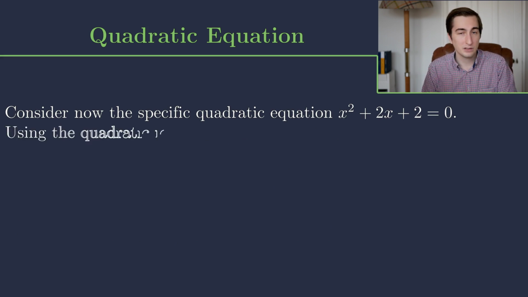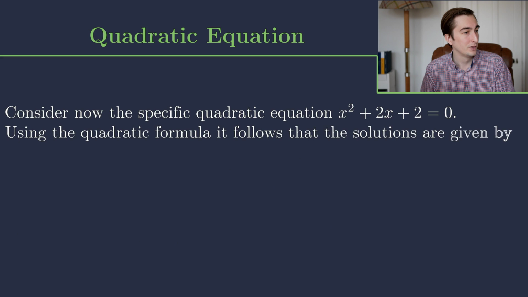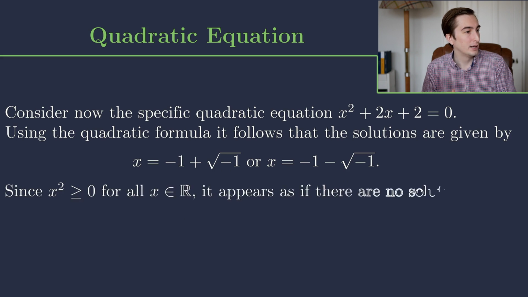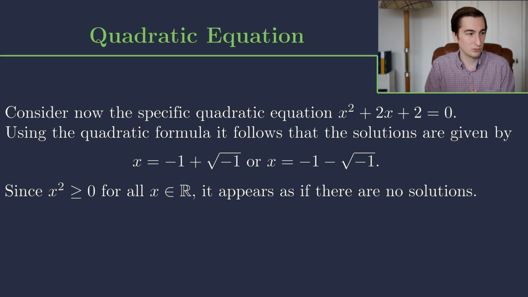Now putting in the values of a, b, and c into the quadratic formula, it's fairly clear that the solutions that come out are going to be of the form minus 1 plus the square root of minus 1, or minus 1 minus the square root of minus 1. And we say, okay, there's not much hope here because x squared is greater than or equal to 0 for all x in the reals. So there are no solutions, as we said before, because the square root of -1 we can't take, right?